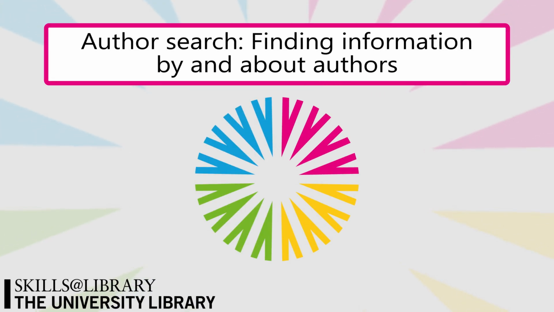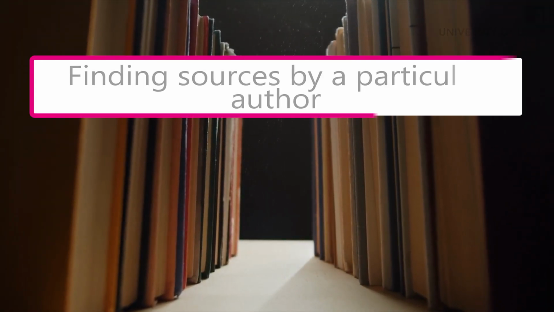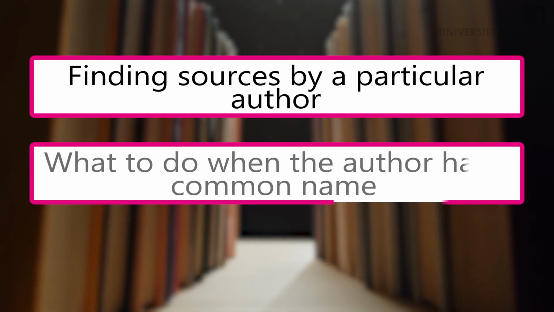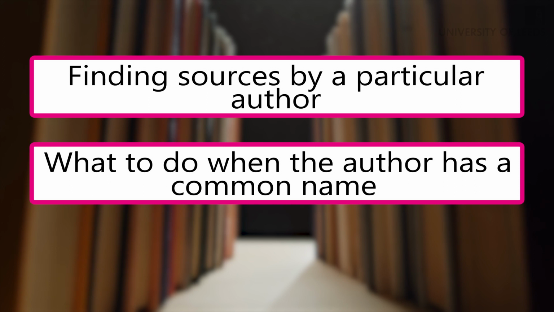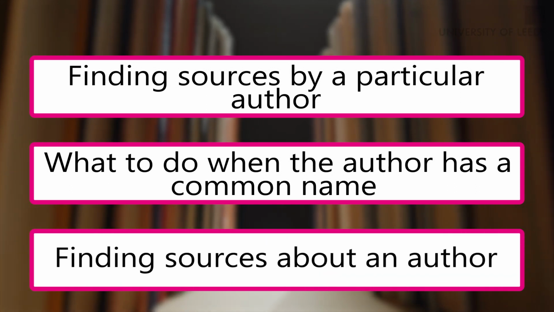This video is about finding information by and about a particular author. This video covers three aspects of author searching. 1. Finding sources by a particular author. 2. What to do when the author has a common name. And 3. Finding sources about an author.